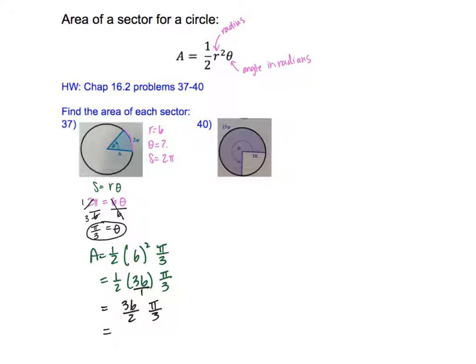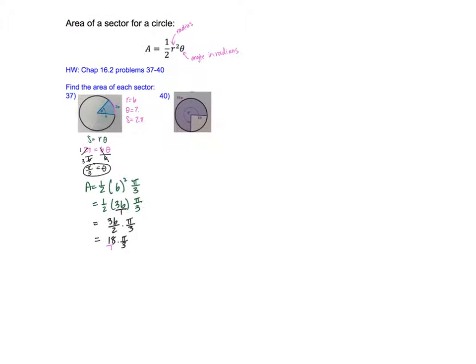36 divided by 2 is 18. And then I have to multiply this by pi over 3. So what I can do is put this 18 over 1. And if I were to multiply this out, I would get 18 pi over 3. If I divide 18 by 3, to reduce this, I get 6 pi. So it looks like here my area is 6 pi.